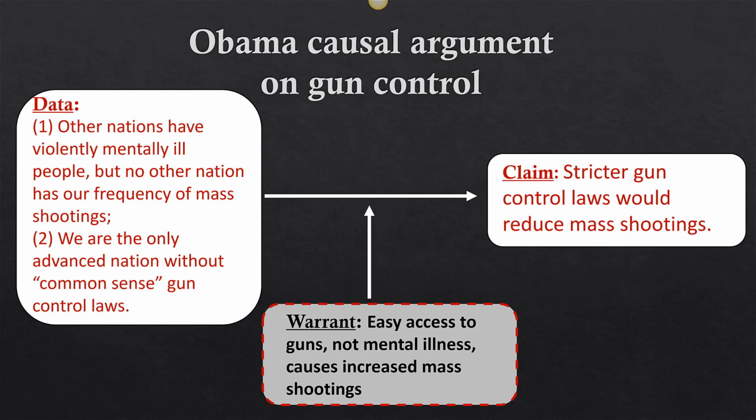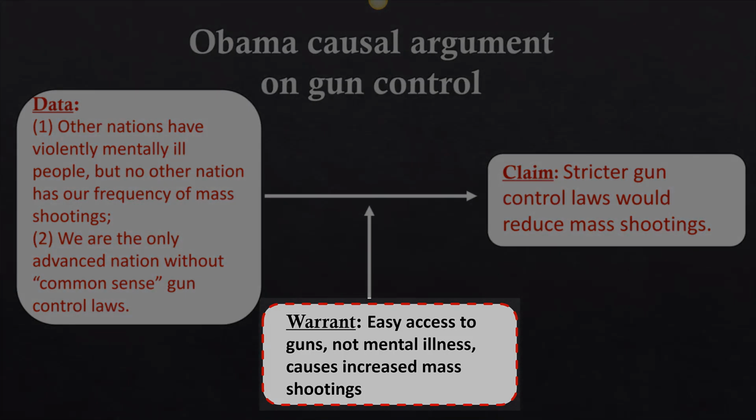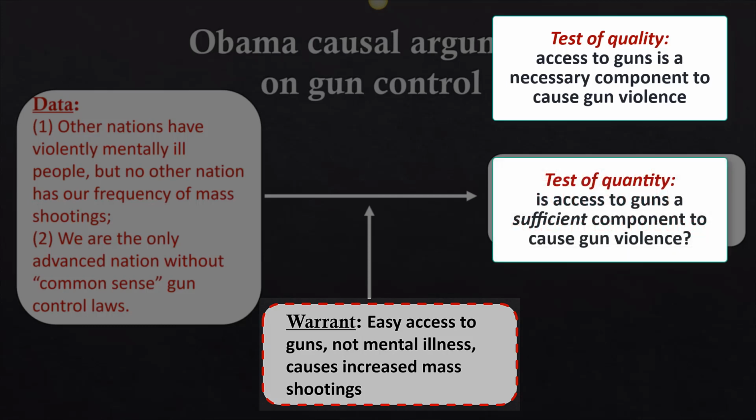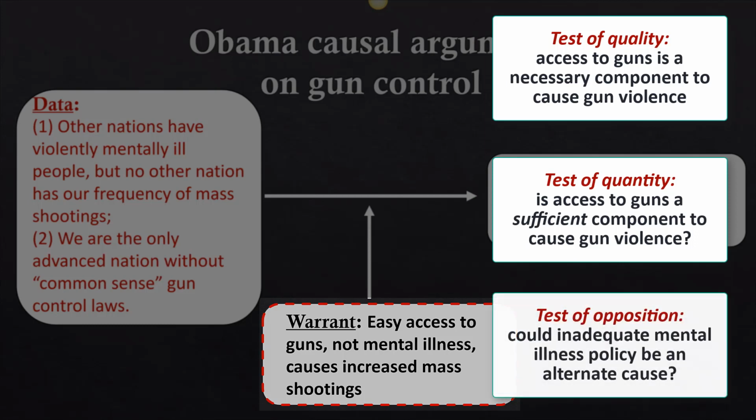He's making a causal warrant that easy access to guns and not mental illness causes increased mass shootings. Now, on one level, the test of quality, access to guns is absolutely necessary in order to engage in gun violence. You can't do a mass shooting without a gun. However, if we go to the test of quantity, is easy access to a gun all by itself sufficient to cause high rates of gun violence and high numbers of mass shootings? And this is where we might need a bit more contextual evidence, because as opponents to Obama's claim might point out, applying a test of opposition, there could be a possible alternative cause going on.